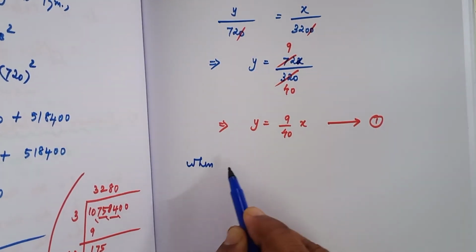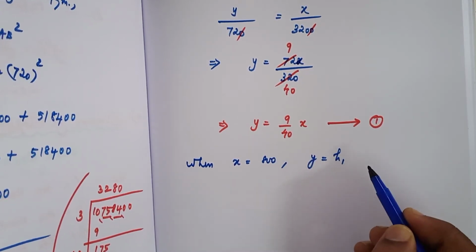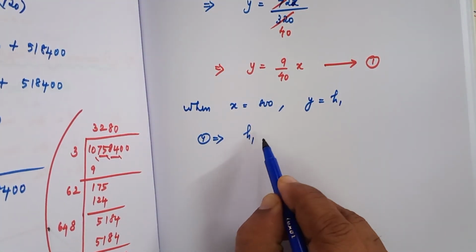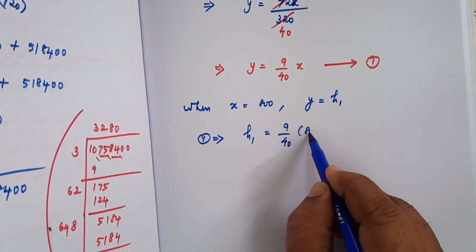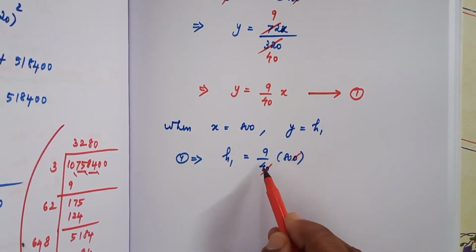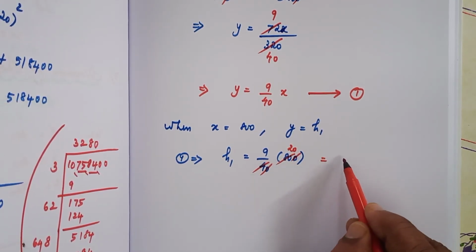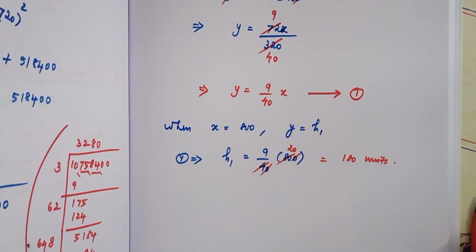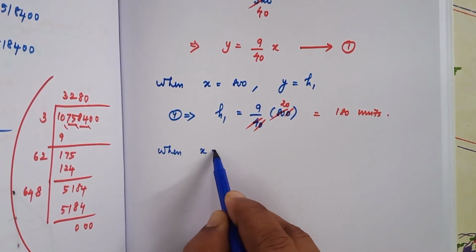When x is equal to 800 and y is equal to h1, equation number 1 implies y can be replaced by h1, that is equal to 9 by 40 into x. x is equal to 800. You can cancel the zeros, 4 twenties, that is equal to 9 into 20, that is equal to 180 units. I got h1.